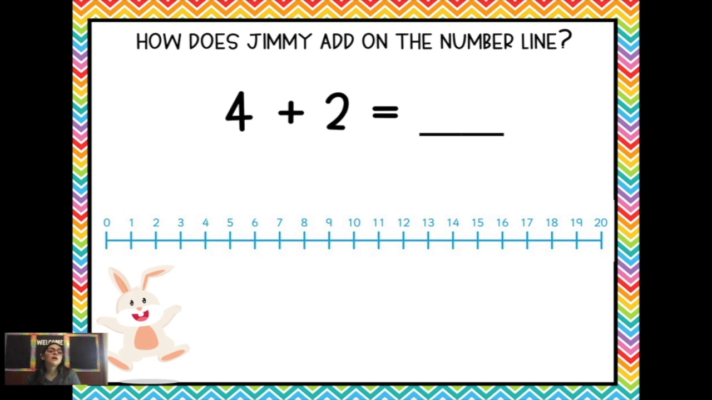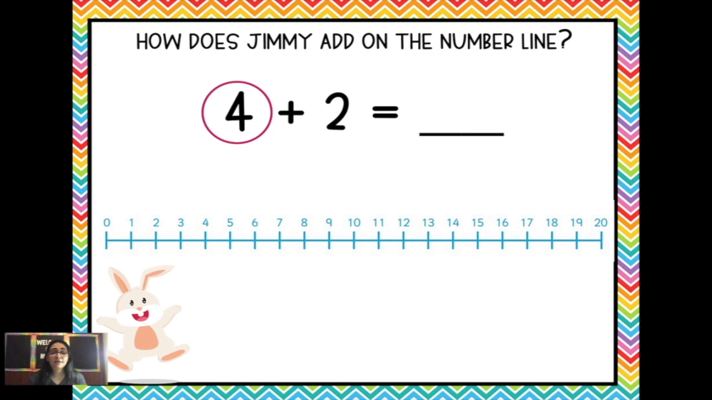Let's see. First, we always have to follow some steps. So let's see. The first step is that we need to check the first number. Can you tell me which one is the first number?